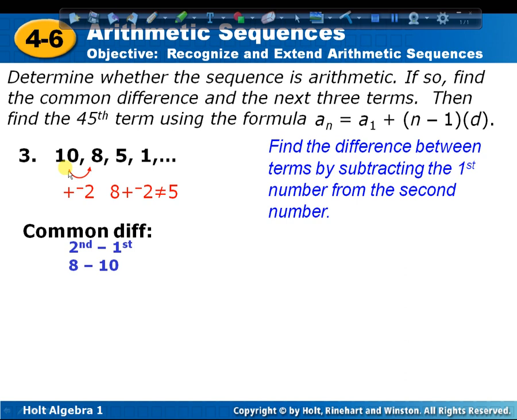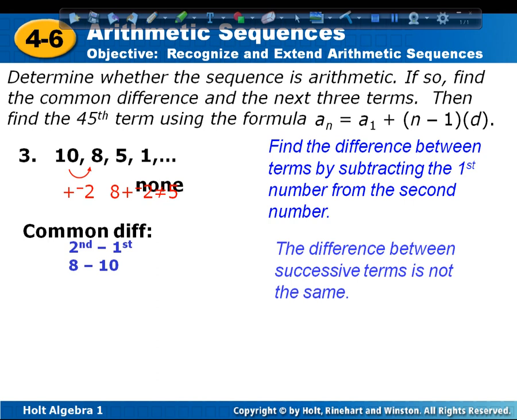But here, if I say 10 plus negative 2, I get 8. But if I say 8 plus negative 2, I do not get 5. Okay? So this time I'm not adding the same number each and every time. So this is not an arithmetic sequence. And again, in order to be arithmetic, you have to be adding the same amount each time. I can't add negative 2 to 8 and get 5.